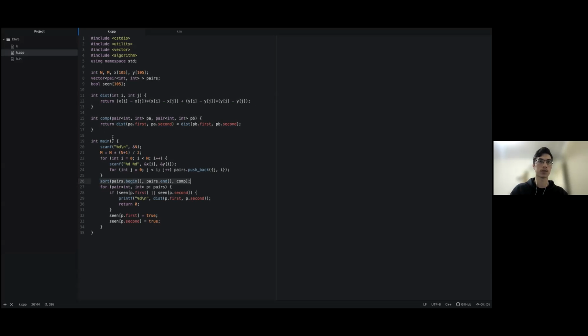And so that's all code in that syntax. It's actually fairly easy to remember. So you're just writing a function that returns whether the first one's less than the second one.